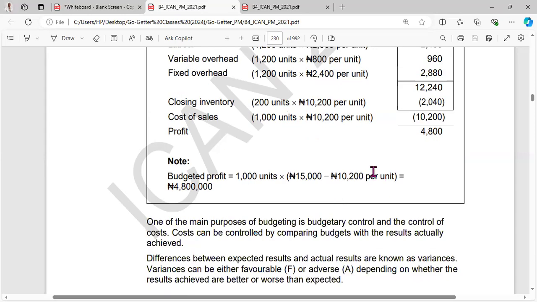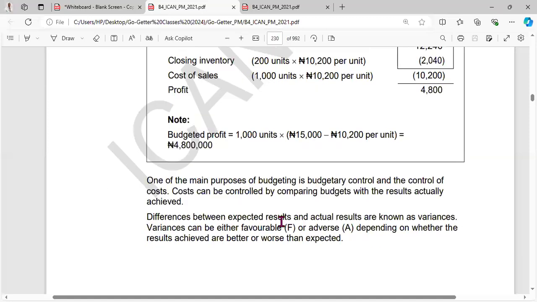So one of the main purposes of budgeting is budgetary control and the control of cost. So you make a budget and it's going to help you to control your costs. It will help you resist impulse buying. You will be knowing when you are buying things in the market that you don't want to exceed this cost.